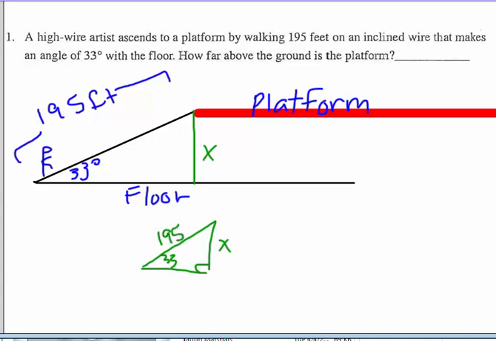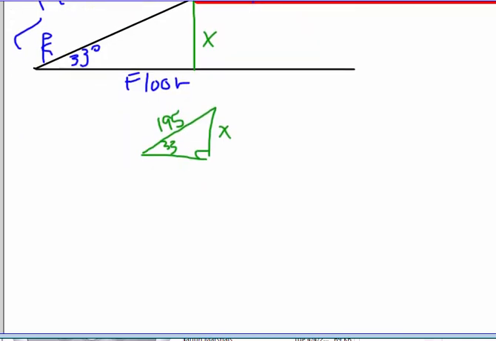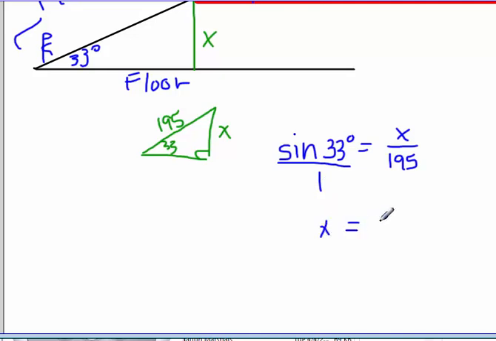Again, we look at what we've got and we decide what is the best trig function to use. Looks like it's going to be the sine again, opposite over hypotenuse. So you do the sine of 33 degrees is equal to the opposite side, x, over the hypotenuse, 195. And now to solve this problem, you can put a 1 underneath here and cross multiply. I'll go ahead and do that. I've never done that one before. And when you multiply, you get x times 1, which is x, and 195 times the sine of 33.